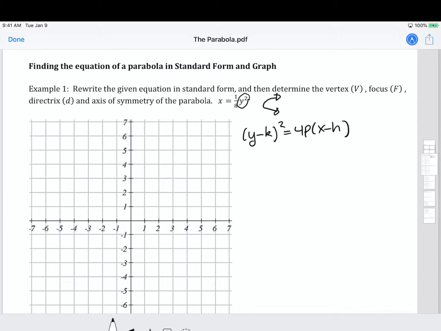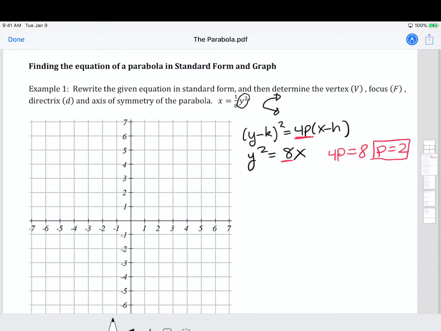So I need to get the y squared by itself, which means I'm going to multiply both sides of the equation by 8. So I'm going to get y^2 = 8x. Whatever's in front of the part that's not squared is going to be your 4p. So this tells me 4p is equal to 8, so p has to be equal to 2. And figuring out that p is 2 is key to graphing.